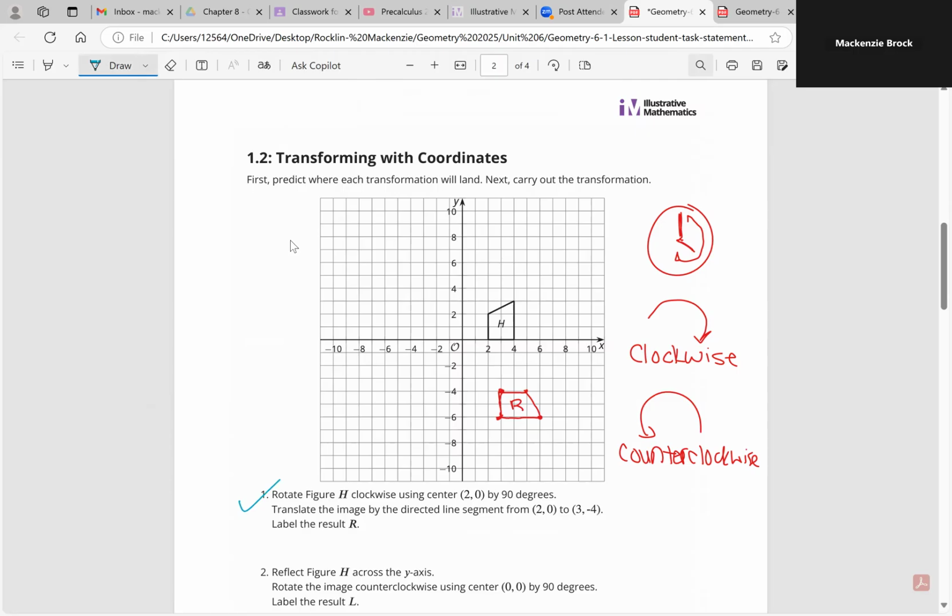So I did that one. Reflect H across the y-axis. Okay, so let's do that first. So here's the y-axis right there. It's the vertical one. So reflect H across the y-axis. So if I'm doing this point, it has a distance of 2 to the y-axis. So I'm going to go 2 on the other side. So here. And then straight down will give me the bottom. Straight over will give me that. And then up 1, 2, 3 will give me that one.